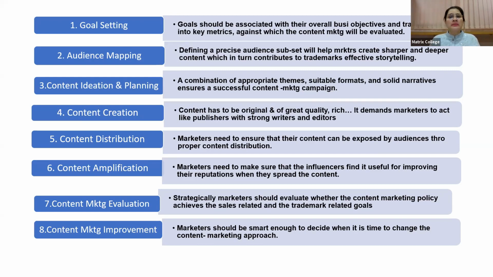Content marketing goals can be classified into two major categories. And which are these two major categories? The first category is sales related goals, and this includes lead generation, sales closing, cross sell, and sales referral. The second category is trademark related goals. This includes trademark awareness, brand association, brand loyalty, brand advocacy, and most content marketers have more than one objective in both categories. I will repeat the whole thing.